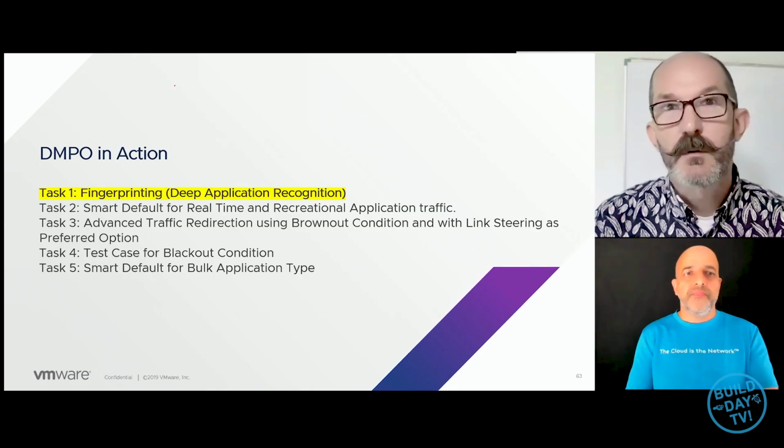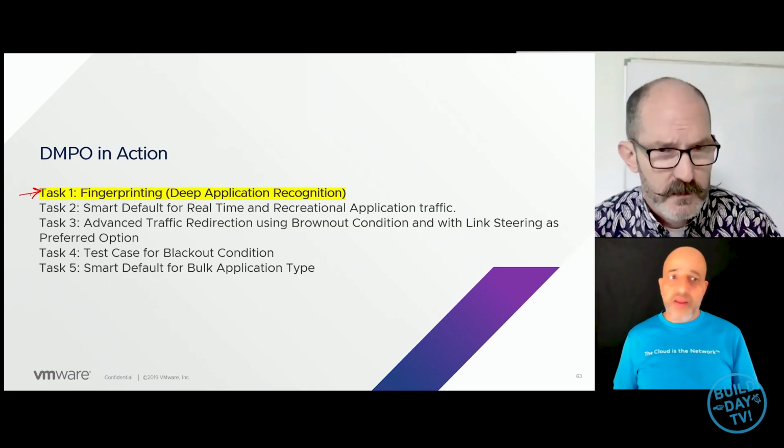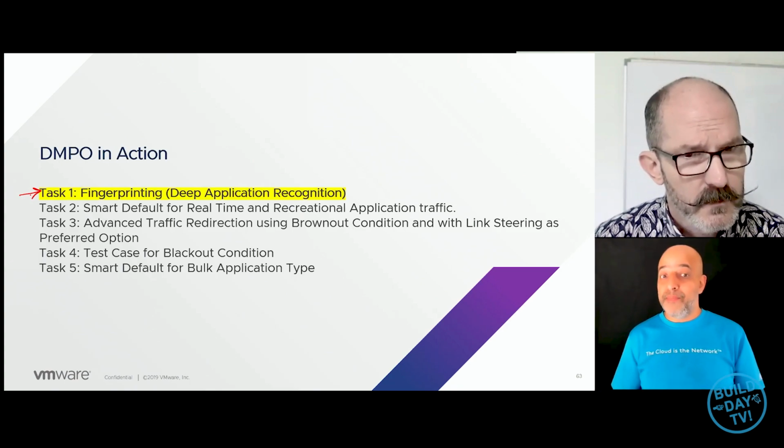So with that, we'll head into the first task where we look at that stage where we're identifying the applications. That's the fingerprinting piece here. Yes, it's very important to recognize the application by the edge device. Otherwise, those rules cannot be applied here. And for that, we can use Office 365 or the Zoom call.